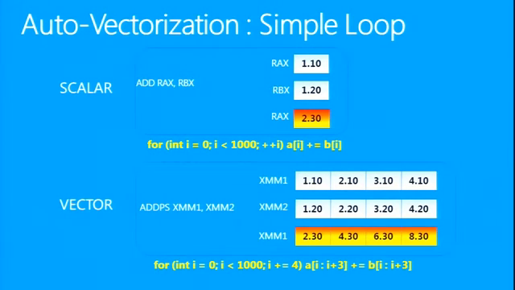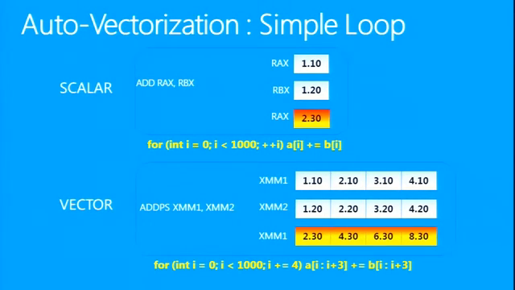What happens with auto-vectorization is like this. On the first iteration of the loop where I is equal to 0, instead of simply loading in A of 0, we'll load in 4 adjacent values. So in this case, I've shown them as 1.1, 2.1, 3.1, 4.1, and we've loaded them into the vector register called XMM1. Similarly, we load in the first 4 values of the B array into another vector register, let's call it XMM2.